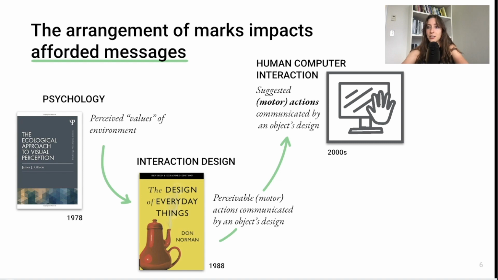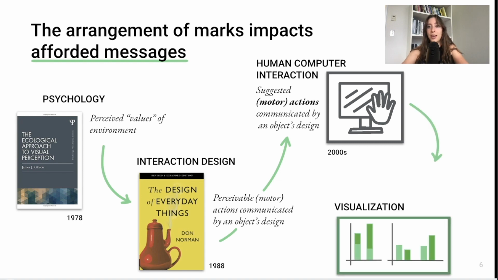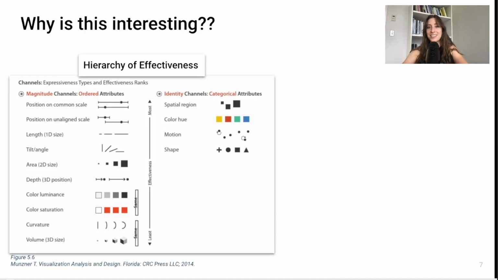Now, it's important to note that these actions are not explicitly physical, but that's how they tend to be characterized within interaction design. So we go ahead and we adapt this term affordance to visualization, particularly to non-interactive visualizations. In doing so, we replace the term motor action with a non-interactive visual task. So we're interested in how suggested visual tasks are communicated by the visualization's design. So why is this interesting?